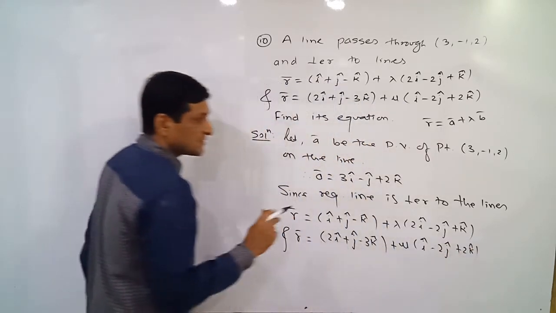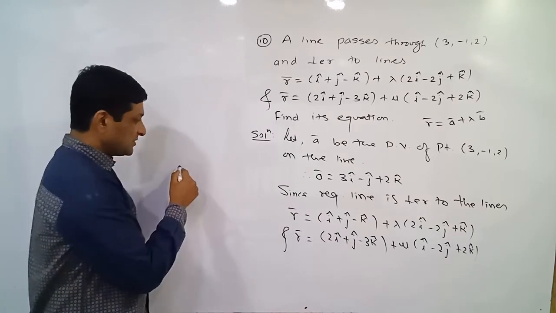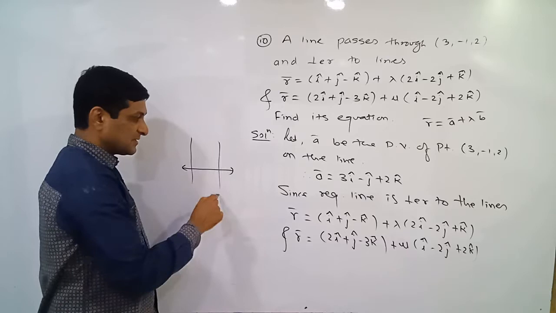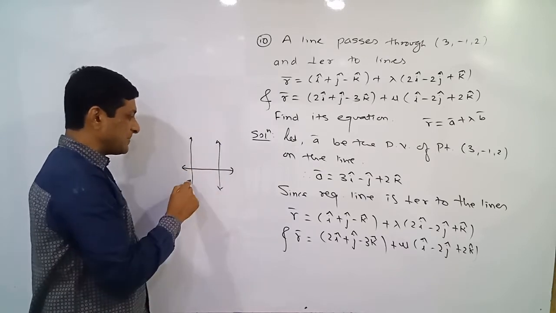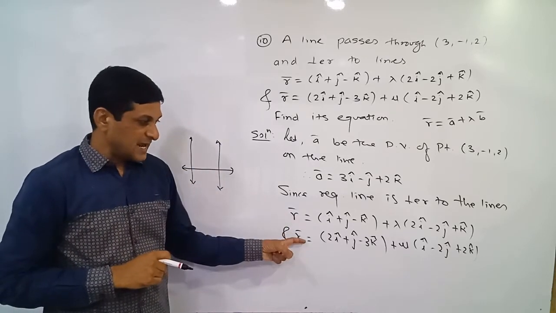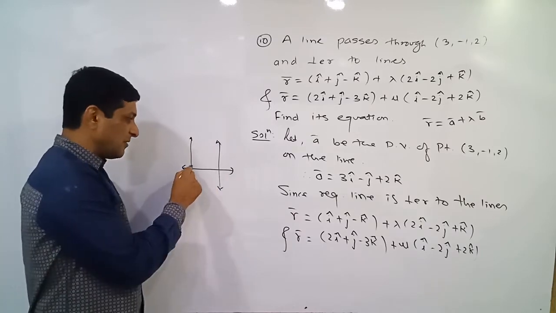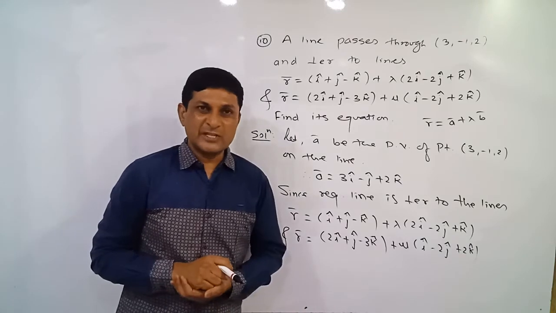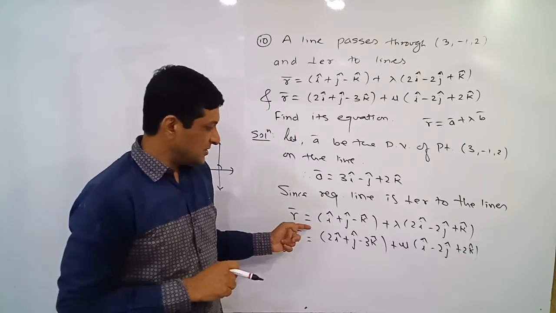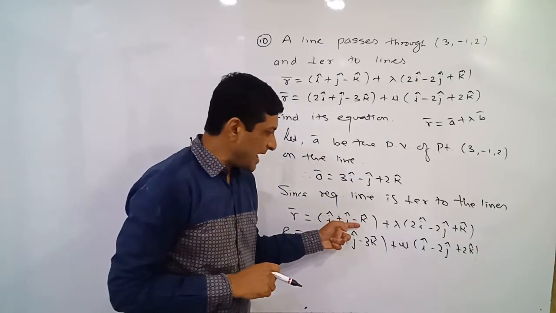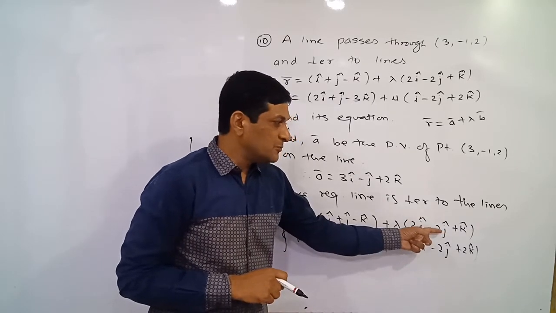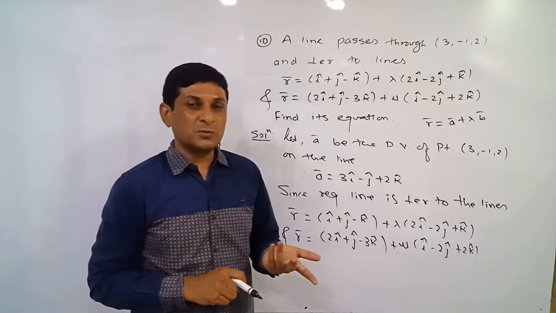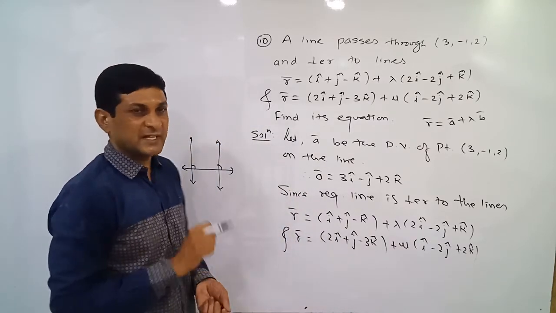Now try to understand the given condition here. Let this be the required line, and the given two lines are perpendicular to it. So the first line and the second line are perpendicular to our required line. We have already seen that the equation of a line is in the form r bar is equal to a bar plus lambda b bar, where b bar is the vector parallel to the line, or in other words, the vector along the line.